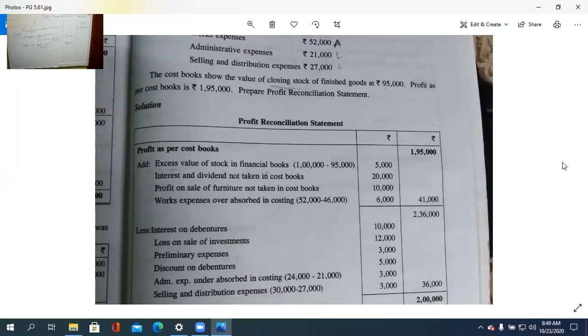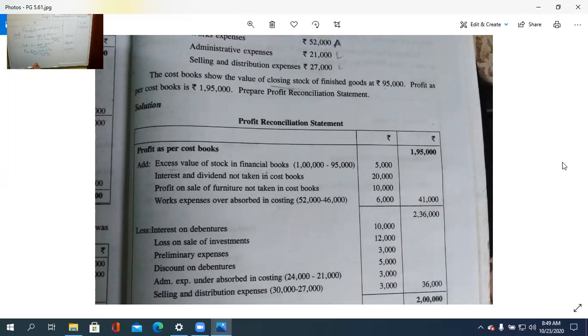These are the items within the question. Then profit on sale of furniture, not to be taken in cost books. That is, the sale of furniture, the sale of an asset, will not come in this. It should not be included in the cost books. So not to be taken in cost books. So how much? 10,000.